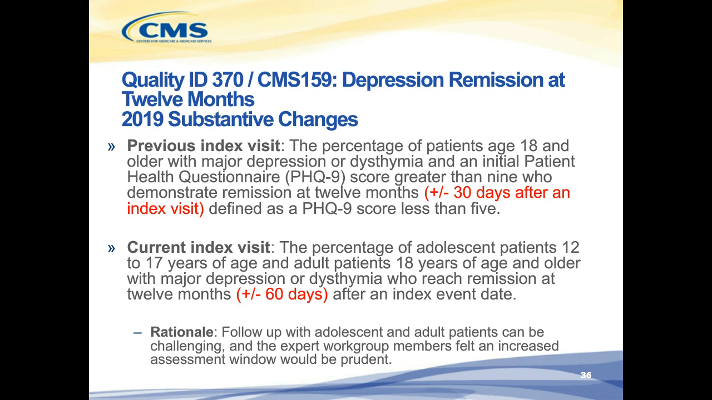The next change that we're going to look at is the expanded time frame demonstrating depression remission at 12 months. The previous index visit looked at the percentage of patients 18 and older with major depression or dysthymia and an initial patient health questionnaire PHQ-9 score greater than 9 who demonstrated remission at 12 months plus or minus 30 days after an index visit, defined as a PHQ-9 score less than 5. The new updated logic now allows the depression assessment remission period to be at 12 months plus or minus 60 days after an index event date. And the rationale is because the follow-up with adolescent and adult patients can be challenging, and the expert work group members felt an increased assessment window would be prudent.